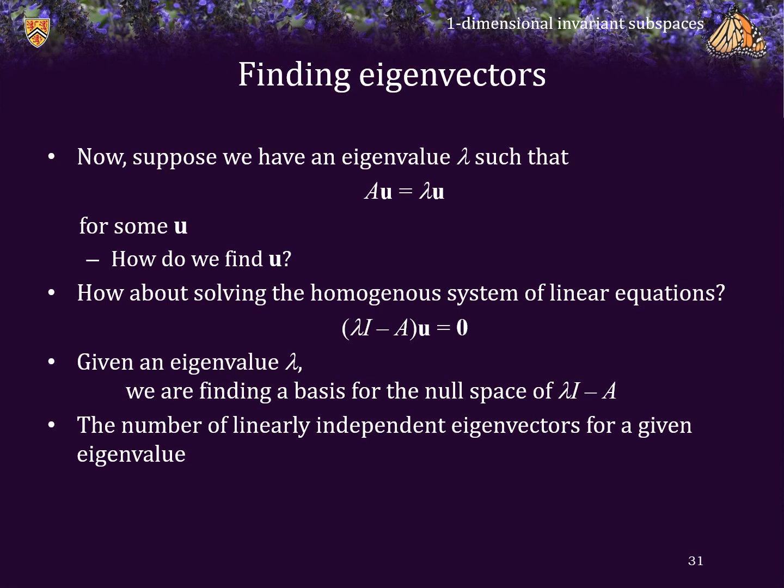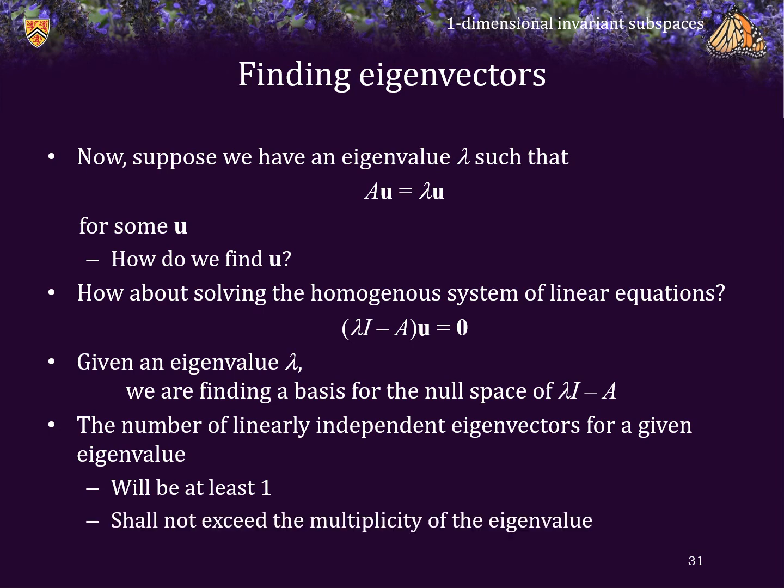Now, the number of linearly independent eigenvectors for a given eigenvalue will be at least 1, since it's not invertible, so the null space must have dimension at least 1, but it is also not going to exceed the multiplicity of the eigenvalue. And we'll see some examples of all of these.